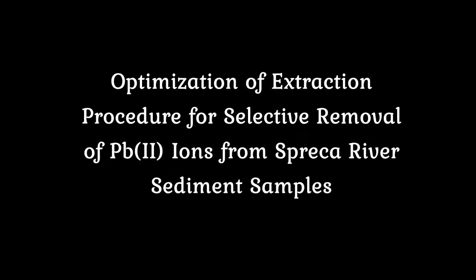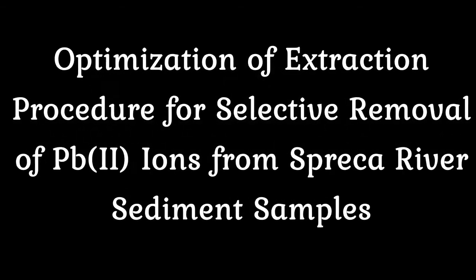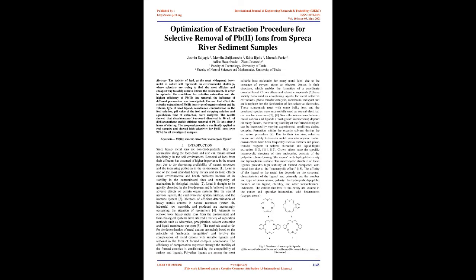Optimization of extraction procedure for selective removal of Pb(2+) ions from Spreča River sediment samples. The toxicity of lead, as the most widespread heavy metal in nature, still represents an environmental challenge, where scientists are trying to find the most efficient and cheapest way to safely remove it from the environment.